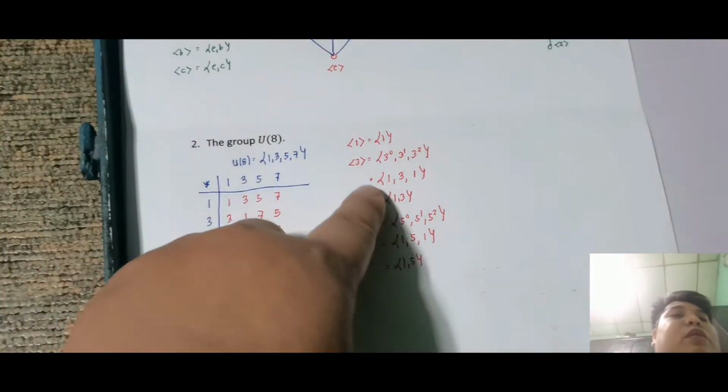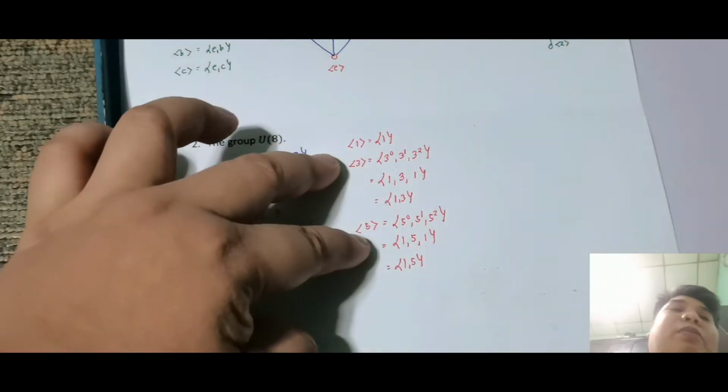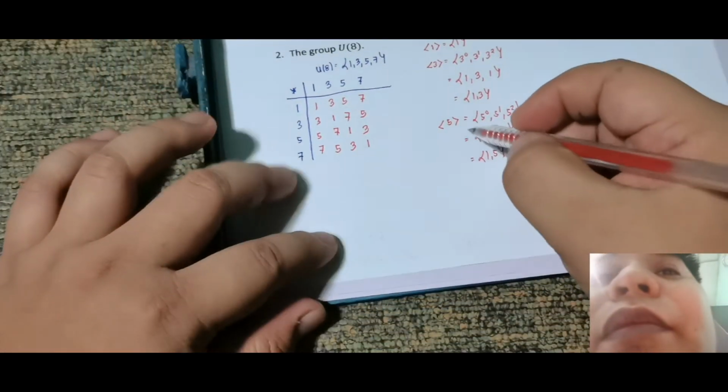So kung napansin mo, si 3 may lawang 1, 3, si 5 may lawang 1, 5. So hindi sila subgroup sa isa't isa. Pero sure ako subgroup nila si 1. So lastly si 7.